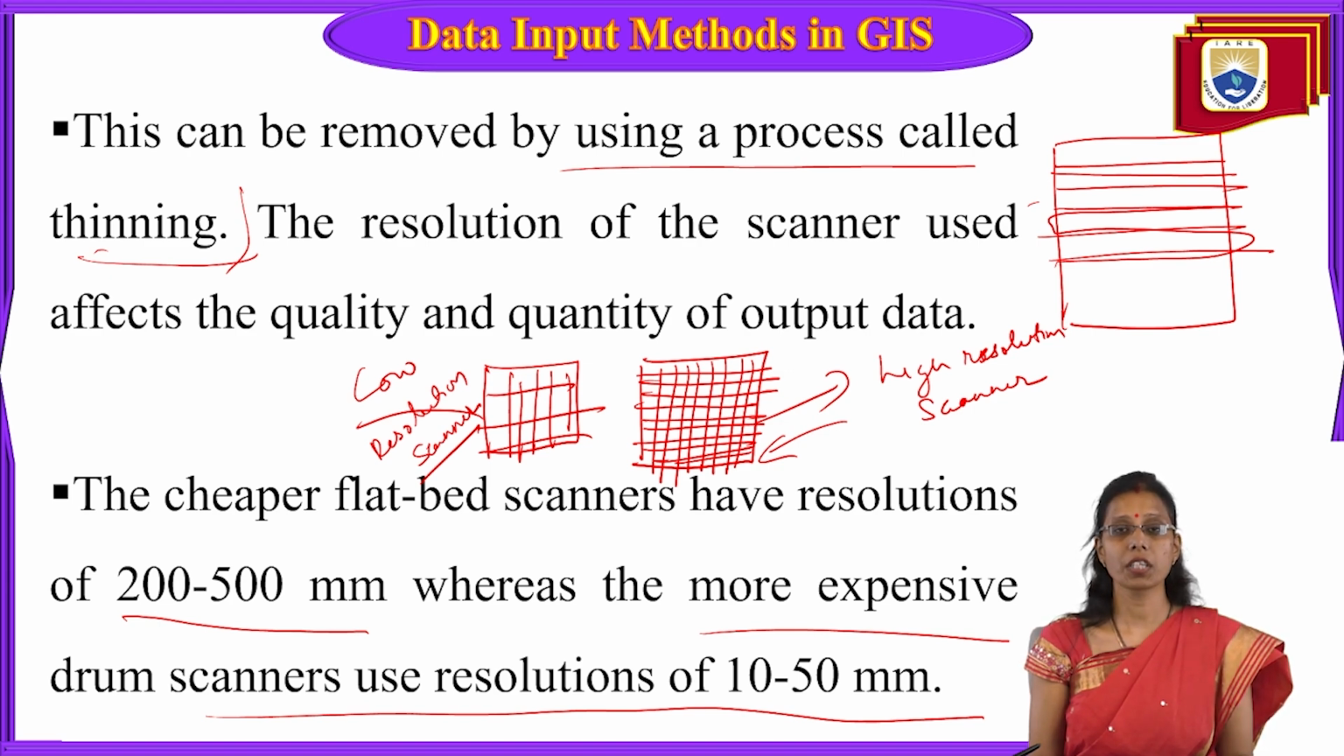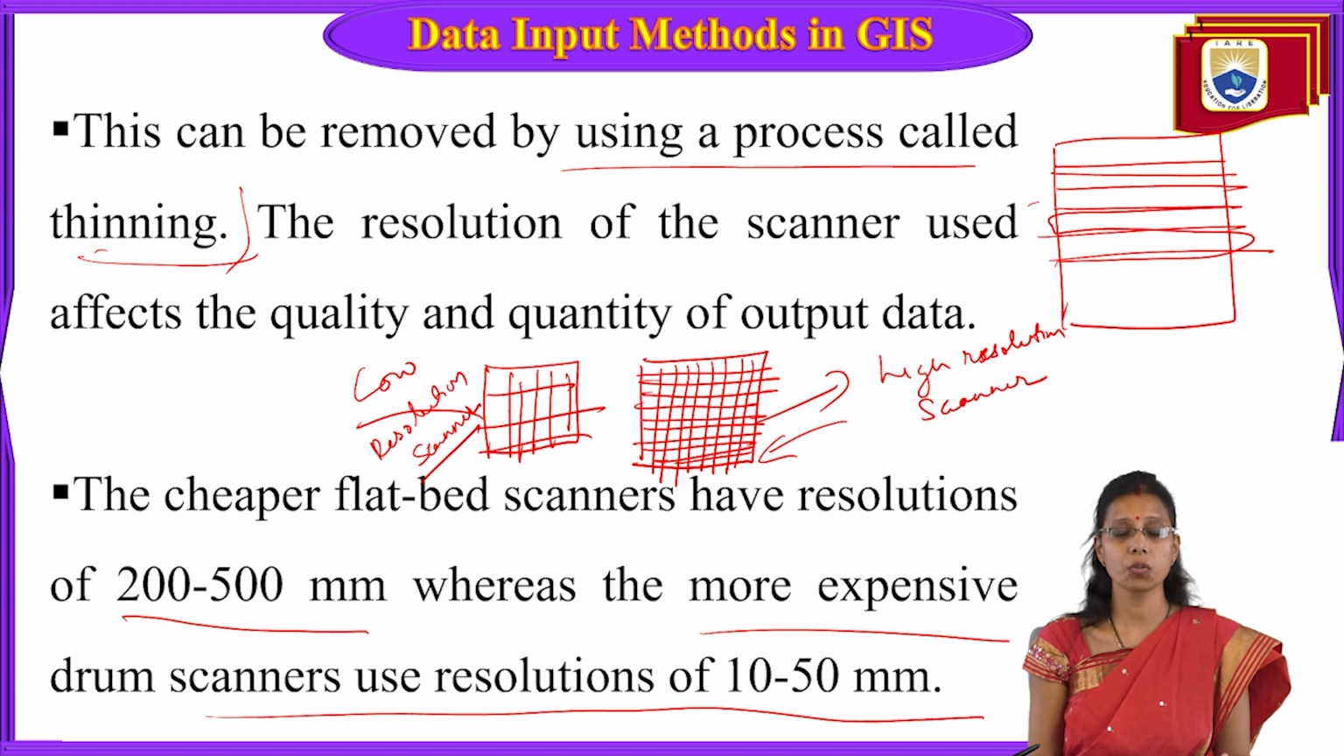If you want to input non-spatial and attribute information, we use keyboard entry. Through keyboard entry, we can enter the attribute and non-spatial information. If you want to do manual digitizing, meaning converting analog information to digital information, manually we have to digitize one by one by assigning points or coordinates. The more coordinates we assign, the more accurate it will be. The fewer coordinates we assign, the less accurate it will be.